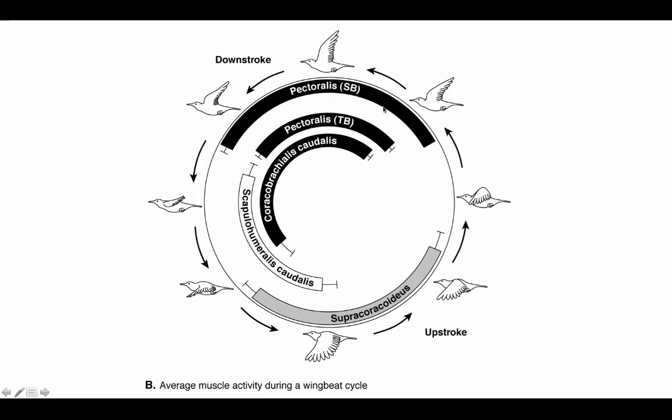And these bars inside the circle are electromyography recordings of the muscle activity. So basically, they've implanted recording electrodes into the muscle and measured when that muscle is activated. The pectoralis is the main downstroke muscle. The supracoracoideus is the main upstroke muscle. So remember, we saw that the pectoralis is the adductor. In birds, the main abductor is a muscle called the supracoracoideus. We'll learn much more about that muscle as we go.